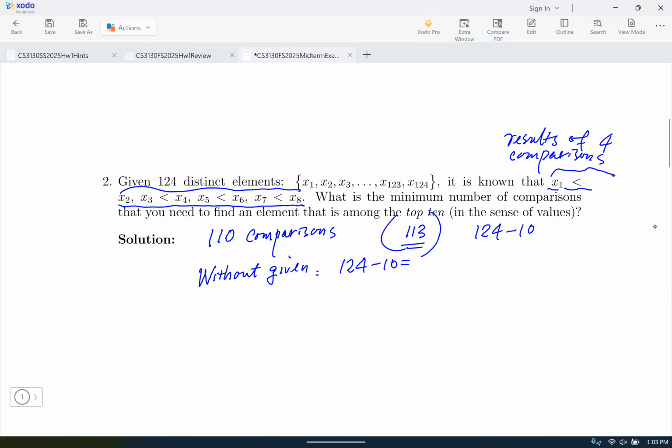That's our homework result, right? So you just do subtraction, top 10, you minus 10. That's our homework question. So you need 114 comparisons. But after that, you add the condition back, because you can save 4, right? So you get 110 comparisons.